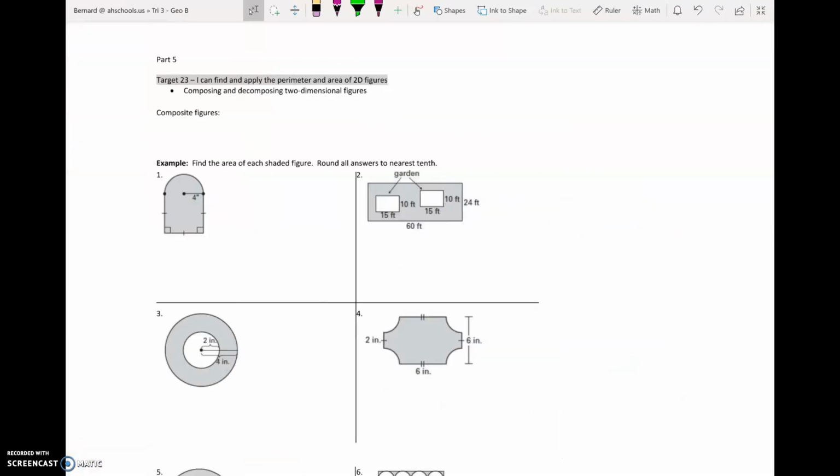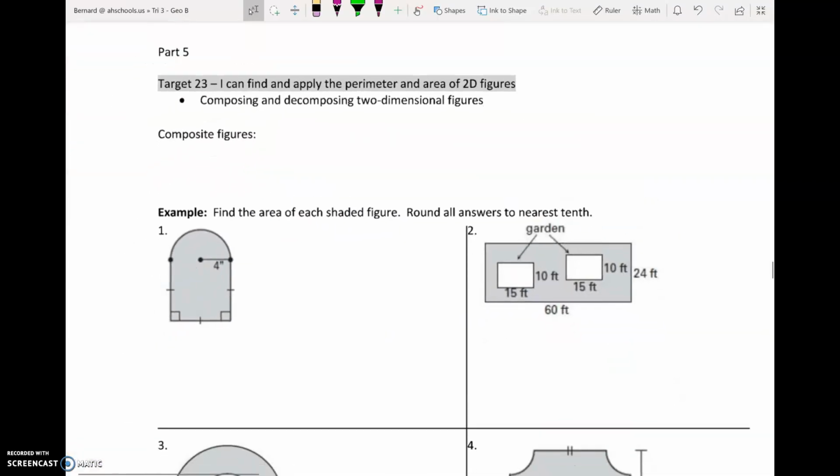All right, and hi everyone, and welcome back to the final part of our note packet in Unit 8. So as you can see, we're still in Target 23. We're finding perimeter, we're finding area, but this is going to be our last part, Part 5. And today is about composing and decomposing two-dimensional figures.